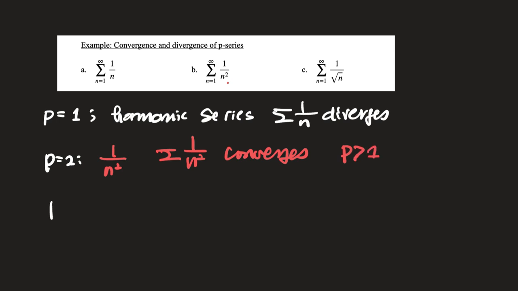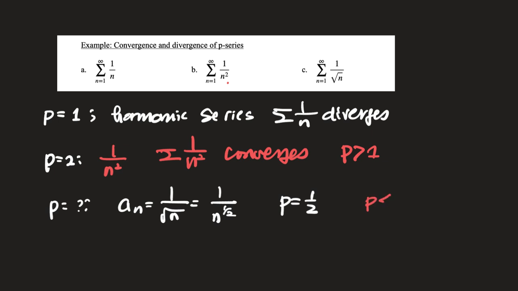Let's go to the third one. What is the p-value? a_n is 1 over square root n, which is 1 over n to the 1.5, so the p-value is 1.5. Wait, square root of n is n to the 0.5, so p is 0.5. P is less than 1 and greater than 0, so this series is going to diverge. Everyone get the idea about P series? Let's do more practice.